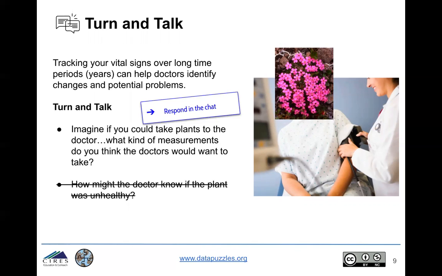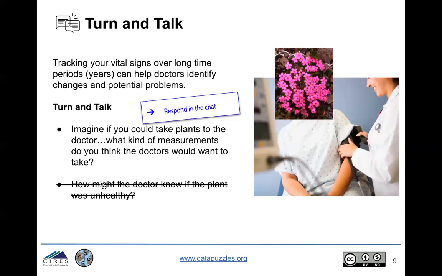Go, Gina. Yeah, maybe its photosynthetic rate. How quickly is it able to make food? Maybe the number of flowers, leaves. Are there any parasites? The height. When does it bloom? Cool. So thinking about when those flowers are starting to come out, attracting different pollinators, and the mismatch that could be there. These are awesome little vital signs for plants that doctors might want to keep track of.